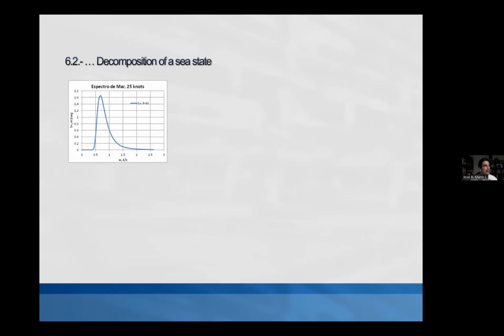Okay, for example, we have a sea state developed using the Pierson-Moskowitz formulation. Let's consider that the wind velocity is 25 knots. So it's about sea state 3 or 4. With this number, we can develop this curve here.